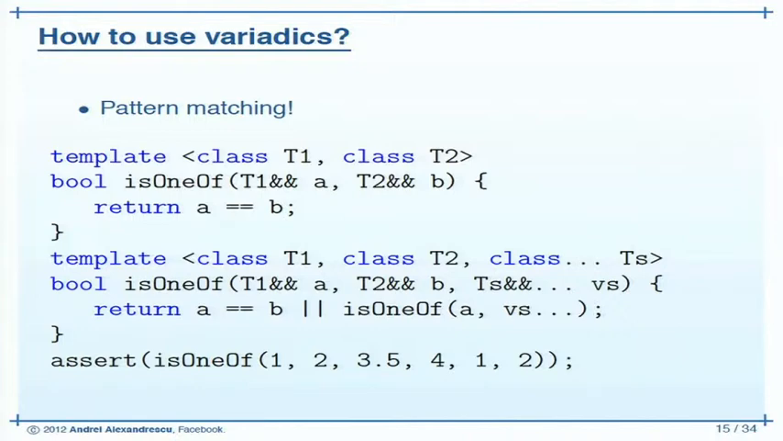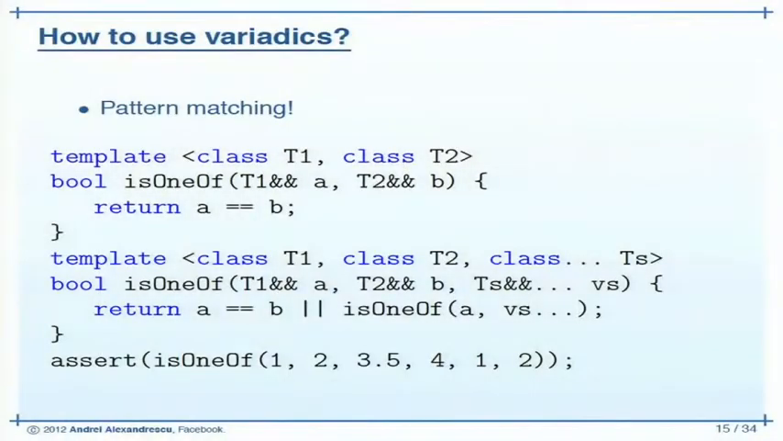So, question. Since we have so few rules for expansion, how do we actually use this thing? Let me give you a simple example. Is one of, which goes as follows. For is one of, we write two specializations. The first takes 2 arguments, and the second takes 2 or more arguments. In the first case, we say is one of A, B returns true if A equals B.